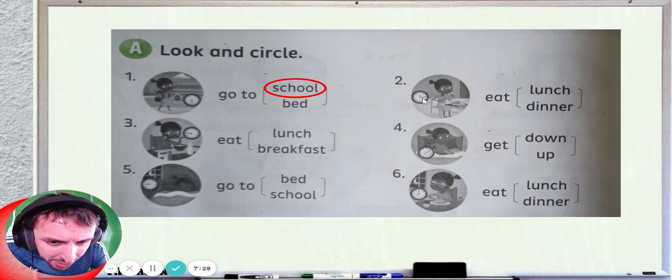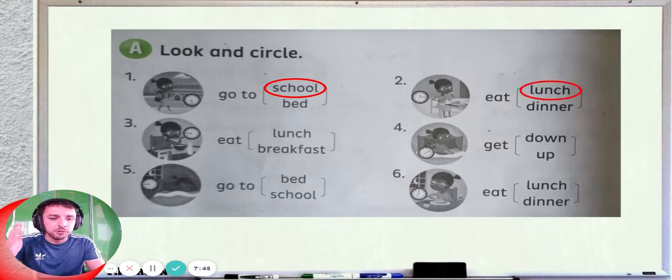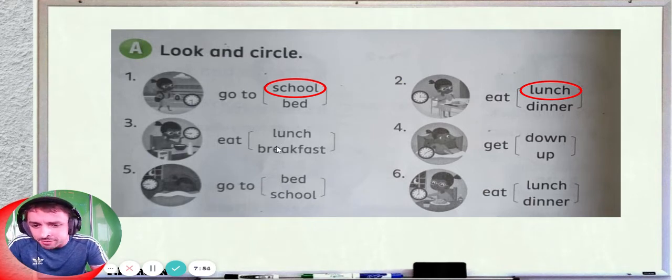Okay, number two. Okay, let's look at the time. The time is like 12:15. I think it's 12:15. So is that eat lunch or is that eat dinner? What do we think? Well, it's 12:15. 12:15 is not dinner time. It is lunch time. So eat lunch. Okay, so can you circle lunch? Then number three, is it eat lunch or is it eat breakfast? She's having cereal, so is that breakfast or lunch?